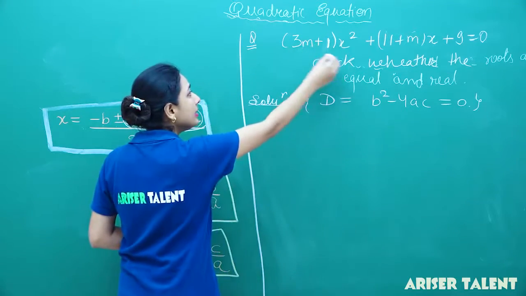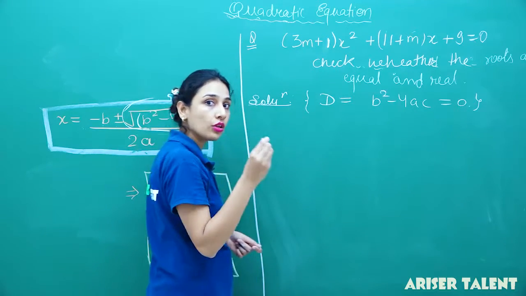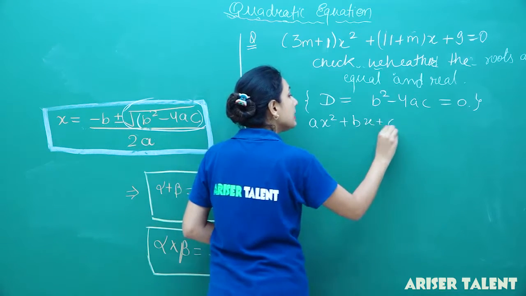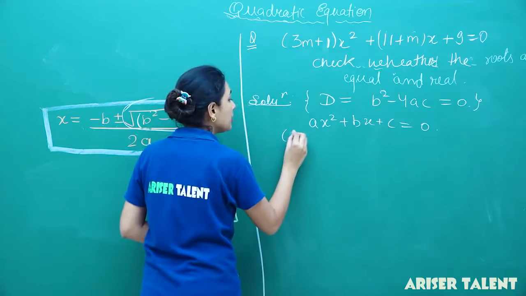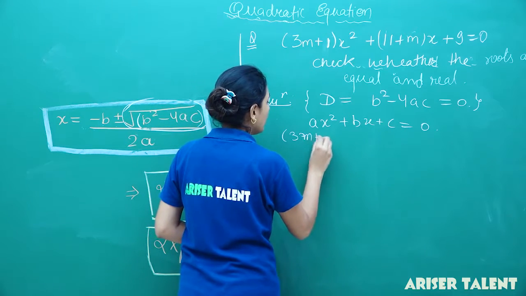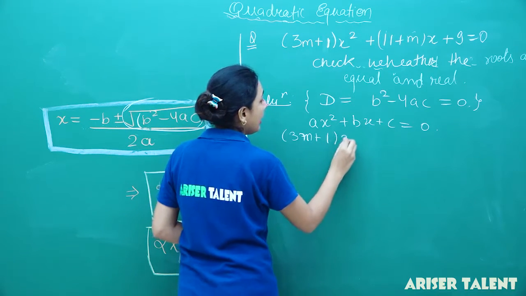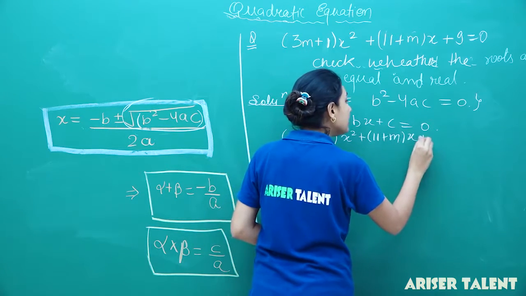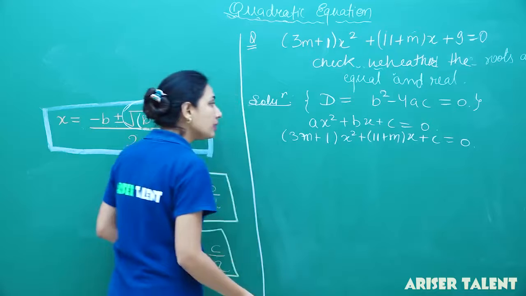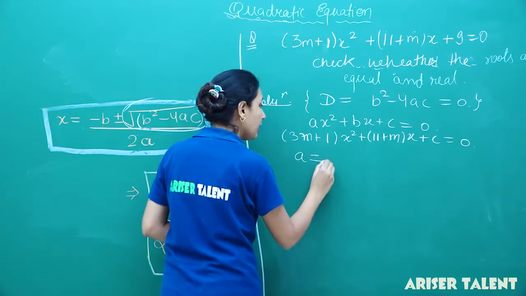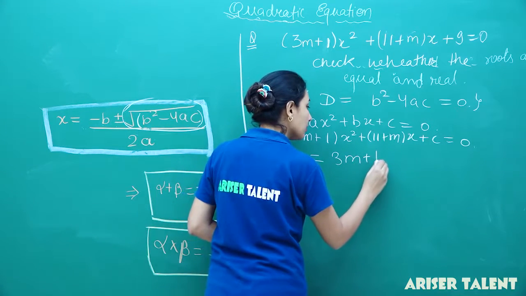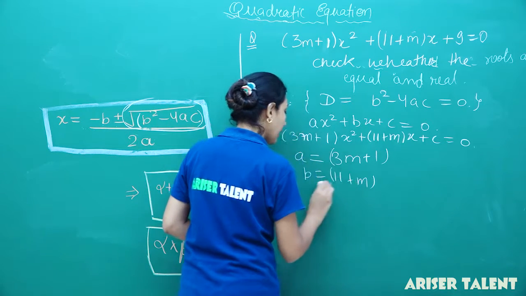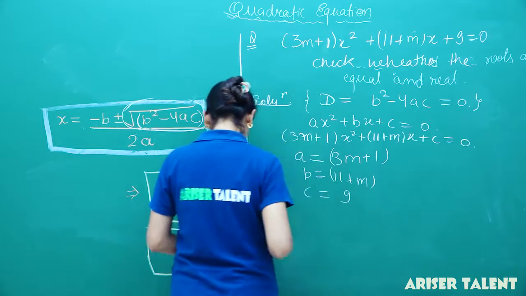Now, I will compare this equation to the basic equation. Now, the basic equation is what? Ax square plus bx plus c equals to 0, and the given equation is (3m plus 1) x square plus (11 plus m) x plus c equals to 0. What does that mean? The value of a equals to 3m plus 1, b equals to 11 plus m, and c equals to simply 9.